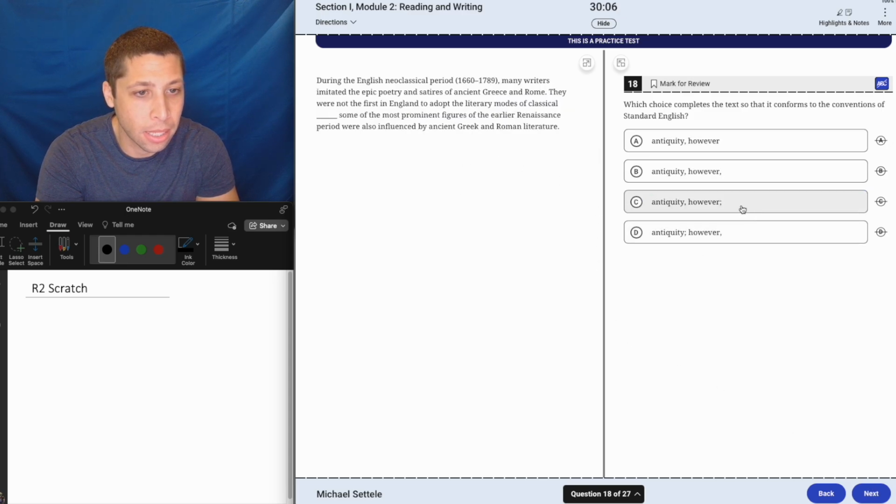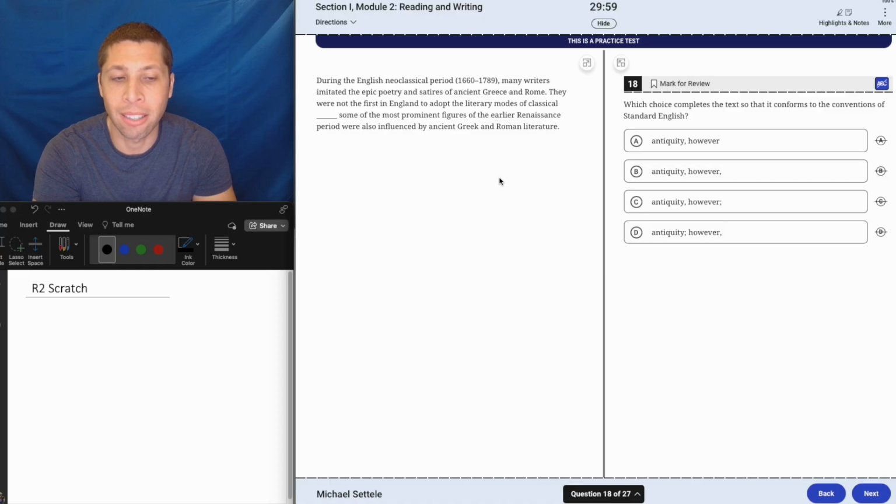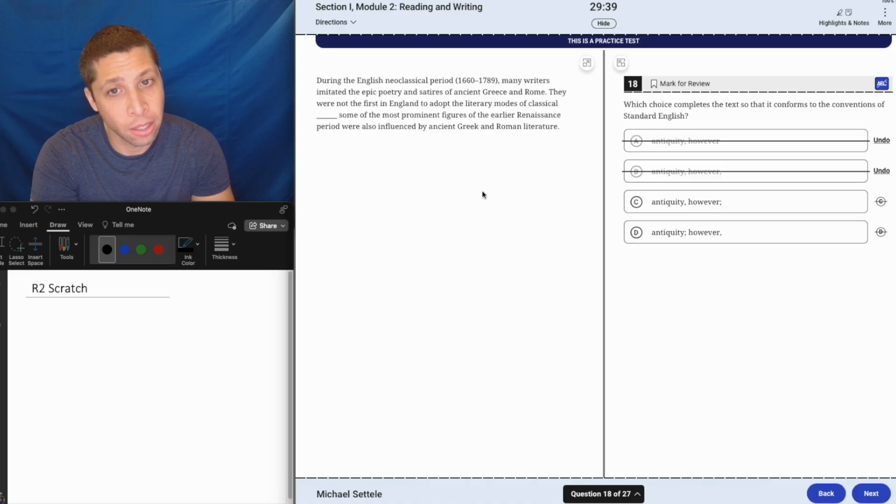All right, so first let's look at these two and see if we need a semicolon for two sentences. They were not the first in England to adopt the literary modes of classical antiquity. That's a sentence. Some of the most prominent figures of the earlier Renaissance period were also influenced by Greek and Roman literature. That's a sentence, so that gets rid of these two. And then we need to put the however in whichever sentence has the contrast. During the English neoclassical period, many writers imitated the epic poetry and satires of ancient Greece and Rome. But they were not the first in England to adopt the literary modes of classical antiquity. Some of the most prominent figures of the early Renaissance period were also influenced. So however has to go in the second sentence. That is C. I've seen this question before too.